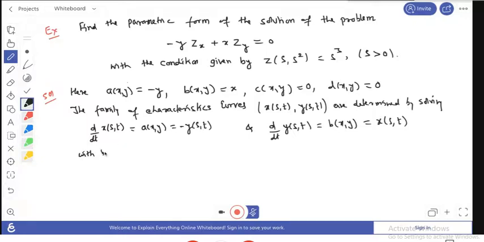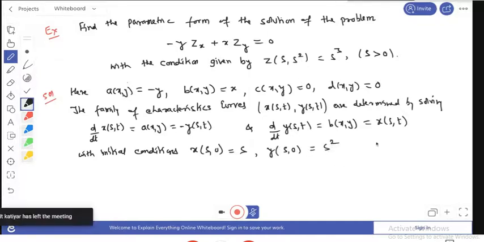So the initial conditions are given. What is our condition? When t is 0, x becomes s, and y becomes s squared. So this is the initial condition given. We have to find the general solution of these two equations, and then using this initial condition, try to eliminate that constant.